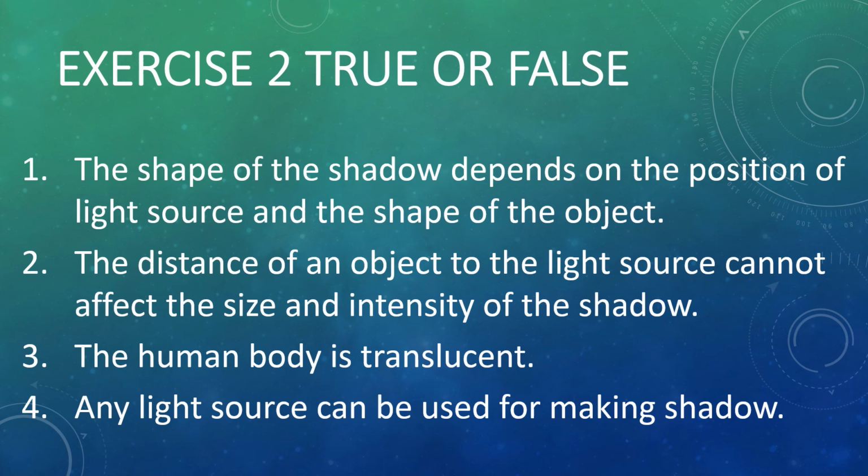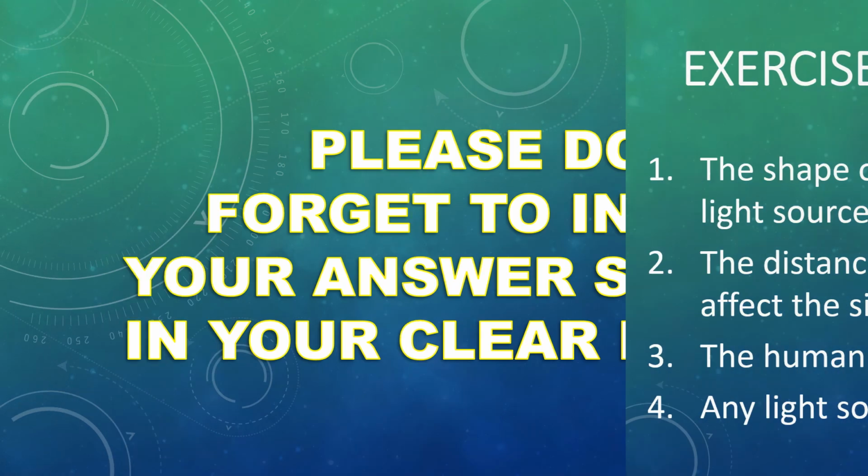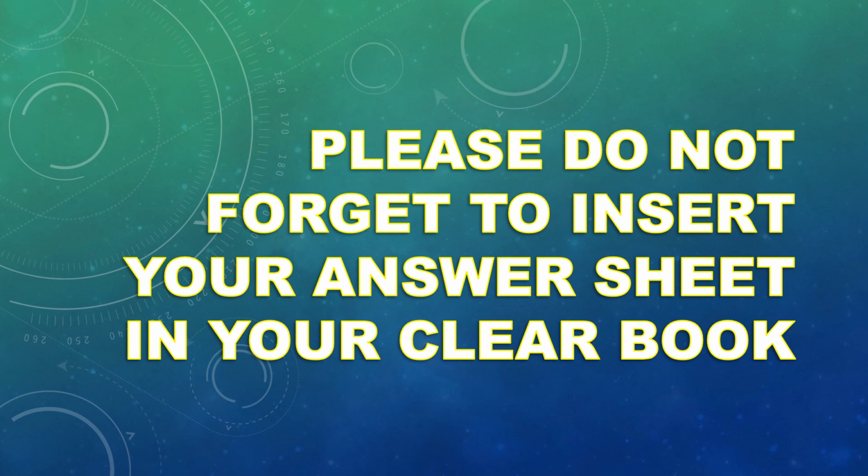Number 3. The human body is translucent. Number 4. Any light source can be used for making shadow. Please do not forget to insert your answer sheet in your clear book.